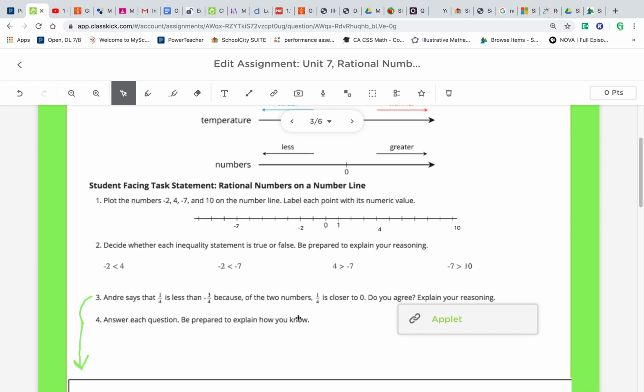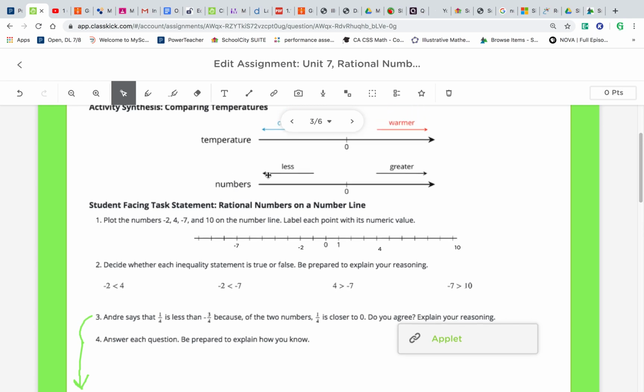So let's get right to it. Number 2, the first one, we are to decide whether each inequality statement is true or false and be ready to explain our reasoning. So -2, it says, is less than 4. Is -2 less than 4? Well, here's -2. Here's 4. -2 is to the left of 4, and that's where the numbers get less. So this would be a true statement. We can say this is true.